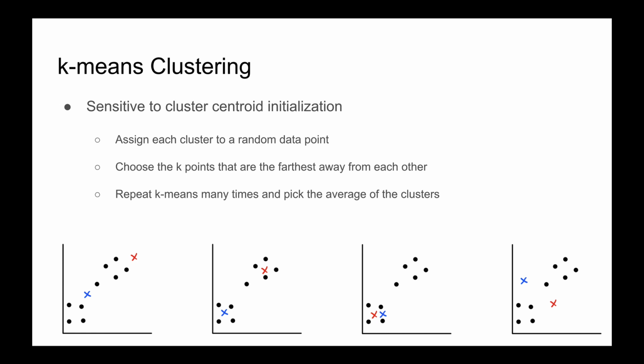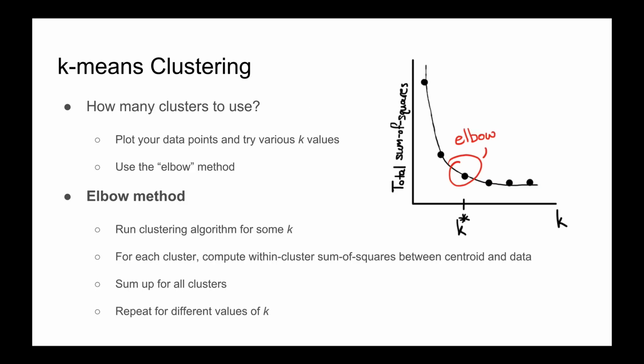Okay, so the only thing that remains to talk about is how do you choose a value of k? Well, one thing to do is just to plot your data, try a couple k values and see which clustering works the best. Another technique that's actually quite popular is called the elbow method. What you do is you choose some values of k, you run the clustering algorithm, you compute this thing called a within-cluster sum of squares.